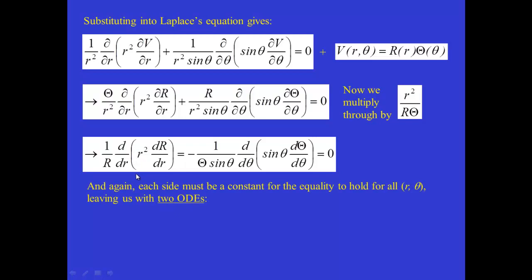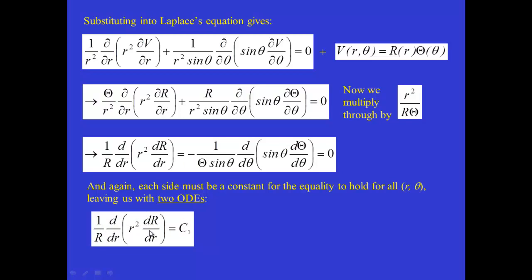Okay? Now, the same kind of reasoning that we used with Cartesian coordinates applies here as well. The only way for an equation like this to hold true for all values of r and theta is if both of the two terms are constants. That's the only way it can happen. And so, as a result, we end up with two ordinary differential equations. So the term on the left-hand side will be equal to one constant, and the term on the right-hand side will be equal to that same constant with the minus sign.